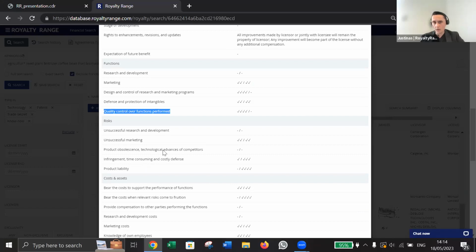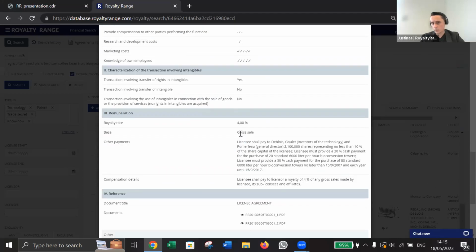So the methodology here is very simple. Marketing wise, 2 checkboxes to licensor side, 2 checkboxes to licensee side, so we're equally involved. While quality control is the responsibility of licensor only. And the functional analysis itself can be used to find very similar agreements in terms of functional risk, cost, and asset distribution, or it can be used in the end as leverage to set the royalty range somewhere within the range that you calculate.